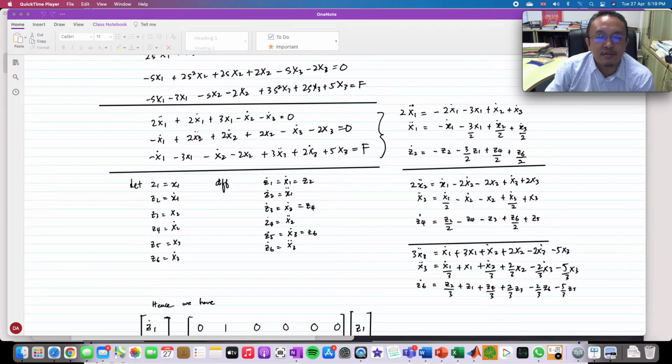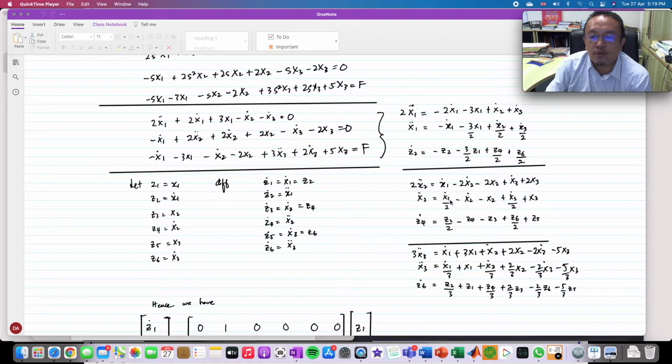The next equation, we make the double dot as our main player, and the others go to the other side of the equal sign. Okay, we got x2 double dot equals x1 dot over 2 minus x2 dot minus x2 plus x3 dot over 2 plus x3. So look here, x2 double dot, where is it? It's here, z4 dot, so it becomes z4.